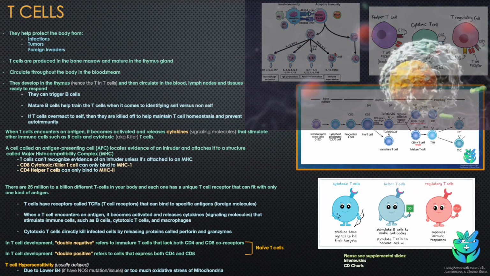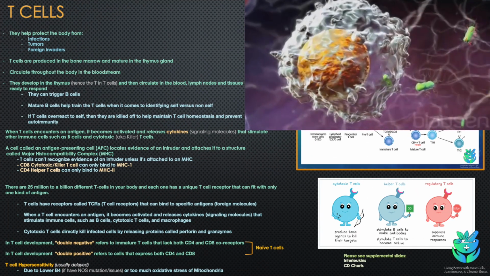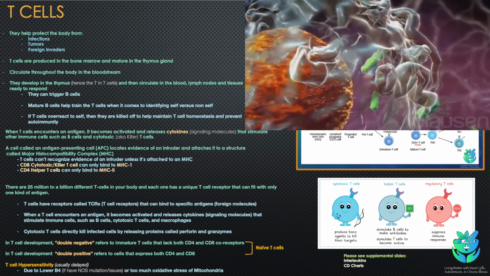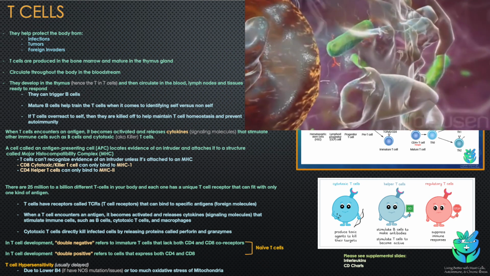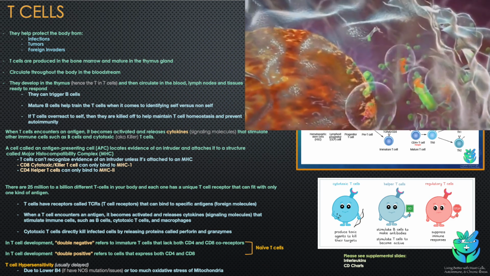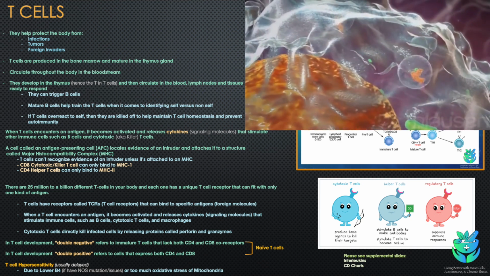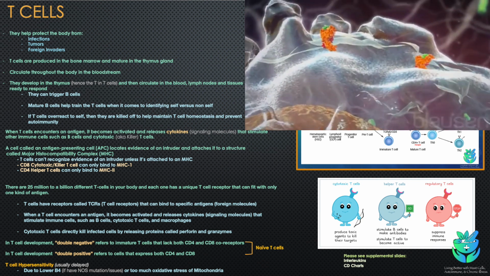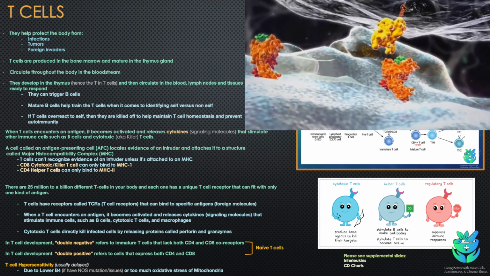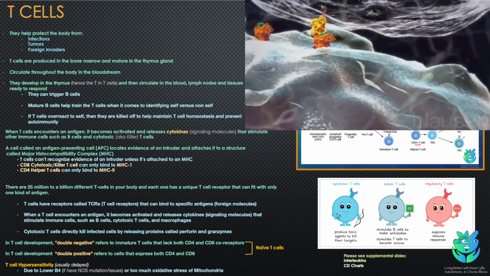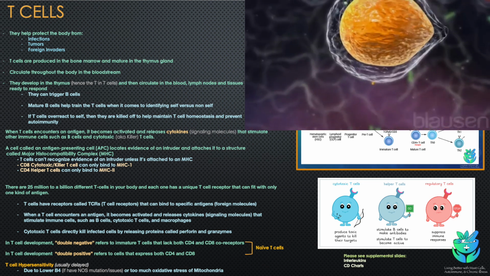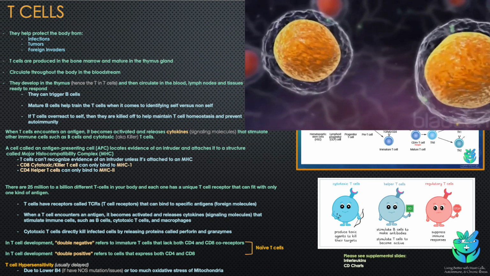Okay, like we just watched, an antigen-presenting cell, or APC, like a macrophage, locates evidence of an intruder and attaches it to a structure called the major histocompatibility complex. T cells can't recognize evidence of an intruder unless it's attached to a major histocompatibility complex. CD8 cytotoxic killer T cells can only bind to MHC class I, and CD4 helper T cells can only bind to MHC class II.